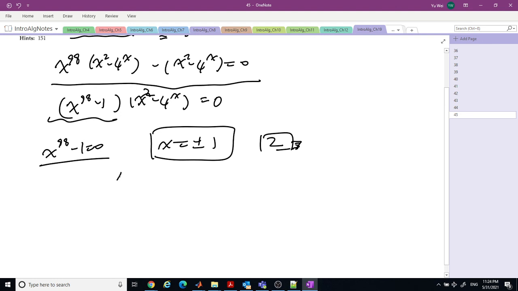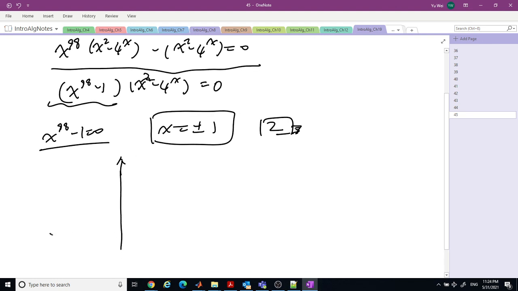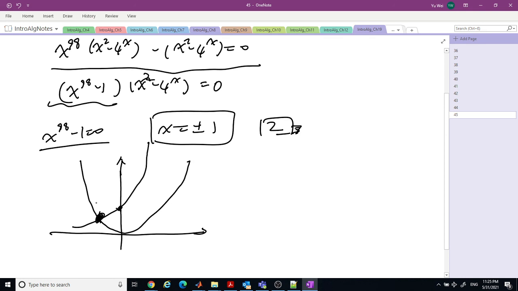And for the second part, let's draw the picture. y equals x squared, and this one grows exponentially fast. So you can see we have one solution here, and another solution here. So in total, I have 3 solutions.